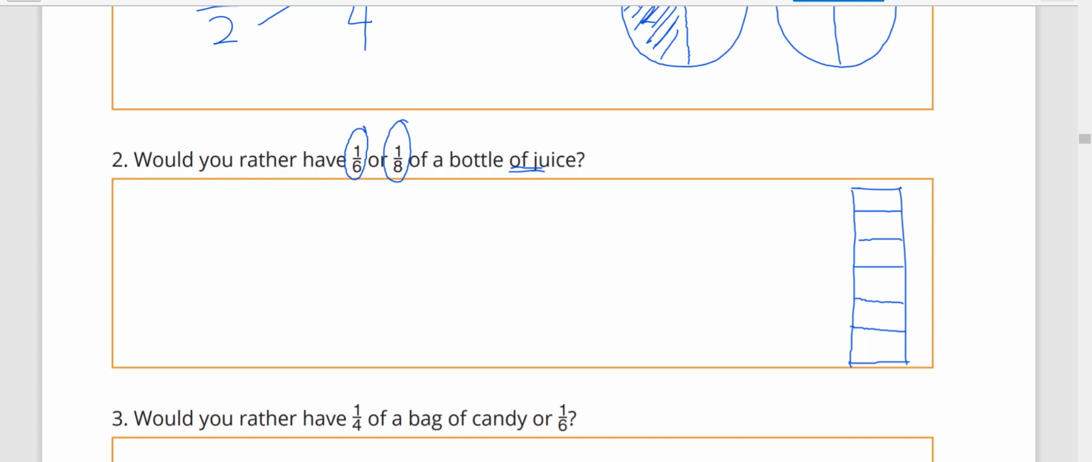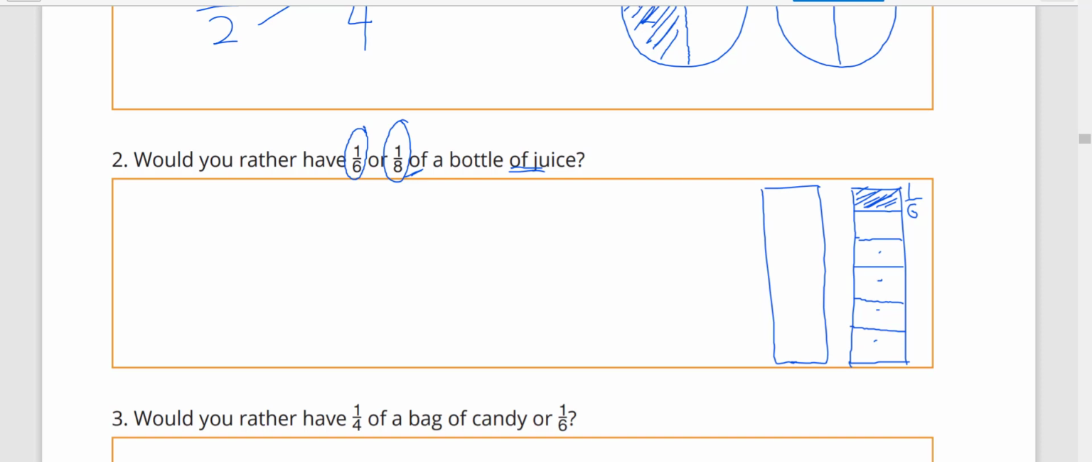How many parts do we have? Six. One, two, three, four, five, six. Each part is a sixth. Okay. Or an eighth. We have a bottle of juice and we divide it into eight. How many eighths in one whole? Yes, eight eighths.